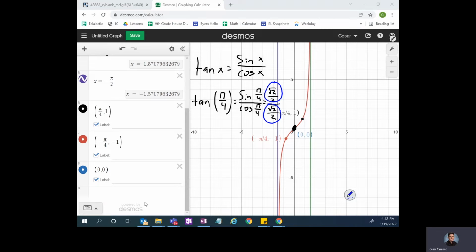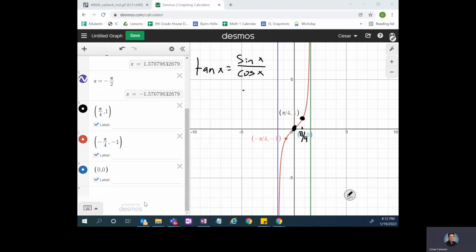So if I divide them, I will get 1. Right? Like 3 over 3 is 1, 5 over 5 is 1. In this case, root 2 over 2 over root 2 over 2 is just 1. So that is where this point comes from. This point, we have pi over 4, and our y value is 1. You can see it right there. We can erase this.